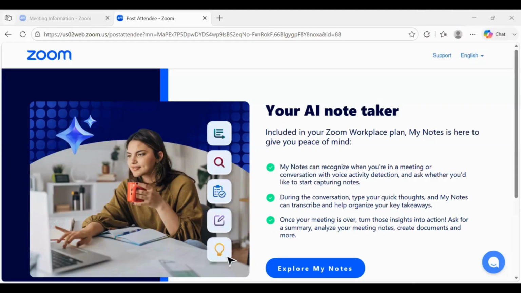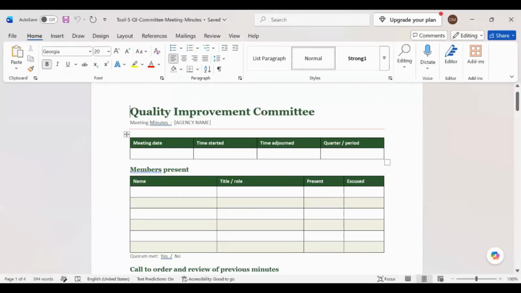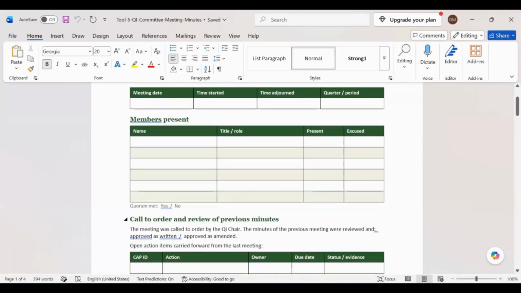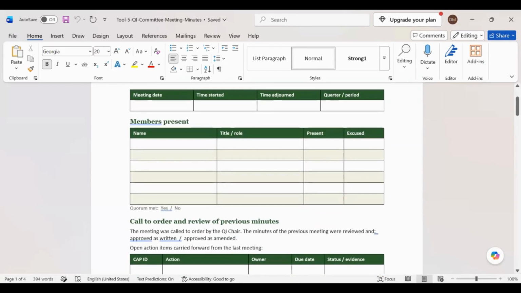So for your quality improvement committee, you're going to write your agency name, right? The meeting date, the time you started. Every single meeting, you want to do that. The time you started, the time you adjourned, what period or quarter you're looking at, who was present, what are their roles? If they weren't present, why? Who excused them? Did everyone agree on the minutes?